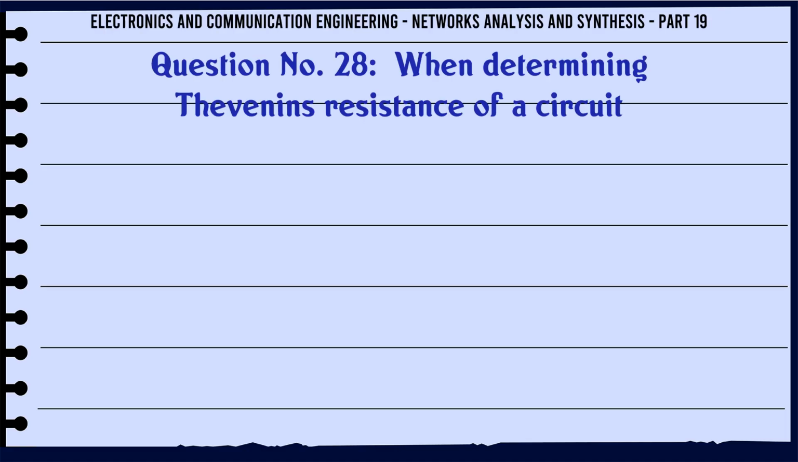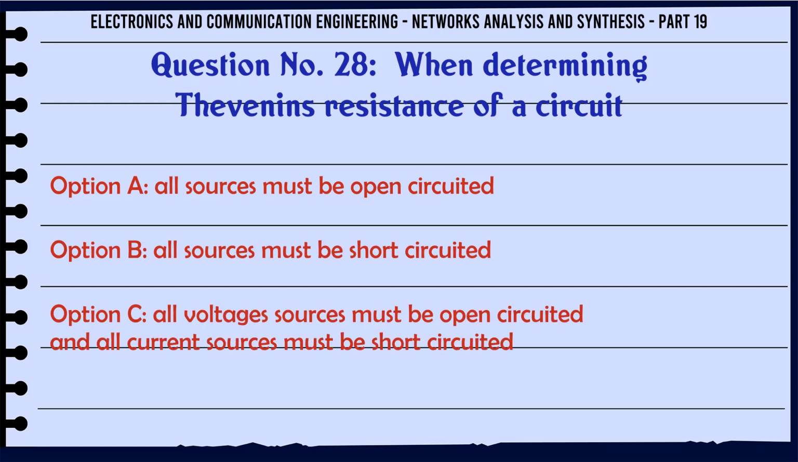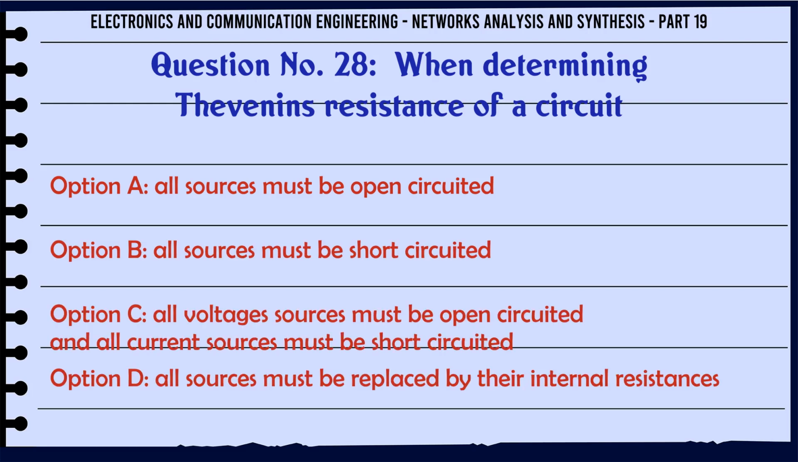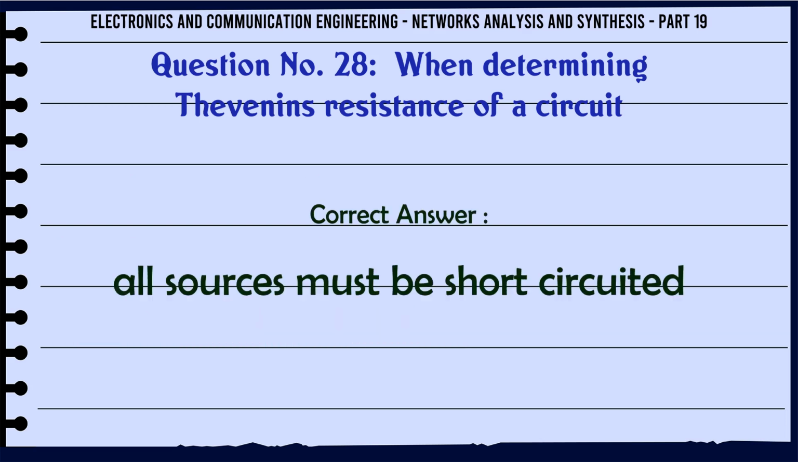When determining Thevenin's resistance of a circuit, A. All sources must be open-circuited. B. All sources must be short-circuited. C. All voltage sources must be open-circuited and all current sources must be short-circuited. D. All sources must be replaced by their internal resistances. The correct answer is all sources must be short-circuited.